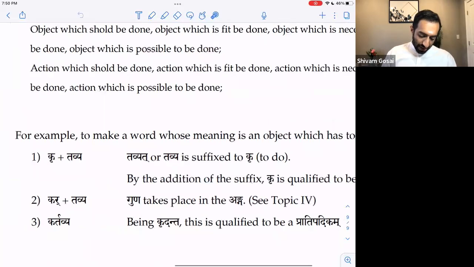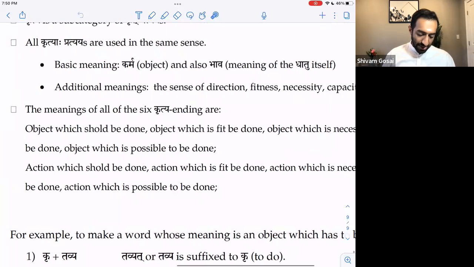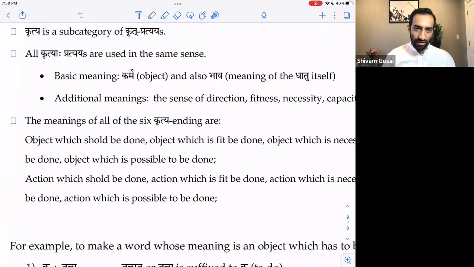Now, this tavya that we're going to see is technically what we call a subtype. It's called a kritya. Okay, kritya is a subtype of krit pratyaya. You don't need to know all of this. I'm just giving you more, but all we need to know is kridanta. Now there's a subtype called krityas, which give the meaning of karma.